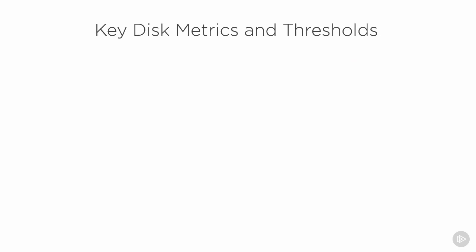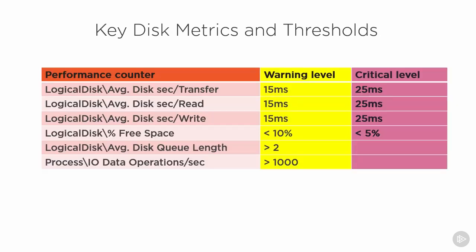Finally, you'll want to look at the various disk metrics and their thresholds. As you can see here, there's a variety of them, from the logical disk average disk seconds per transfer, which you want to always keep under 15 milliseconds. You also have the average disk seconds per read and write. Again, keep them under 15 milliseconds if you can. If you're not accomplishing this, then you may need to add more disk drives to your RAID sets.